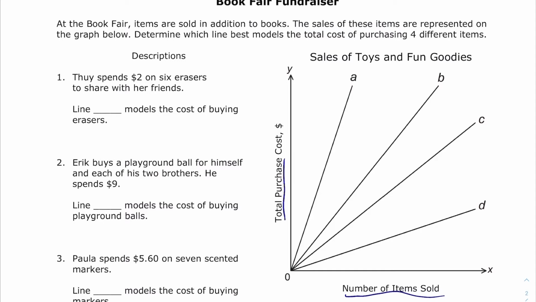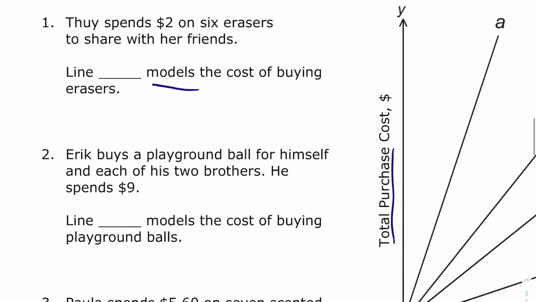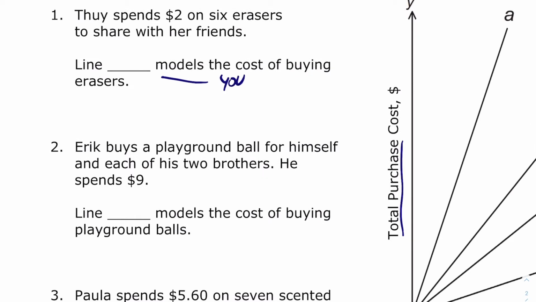Let's look at the first description. This person spent $2 on 6 erasers. And then it wants to say which one of these lines models that situation. How we're going to find that, you can tell lines apart by their slopes.